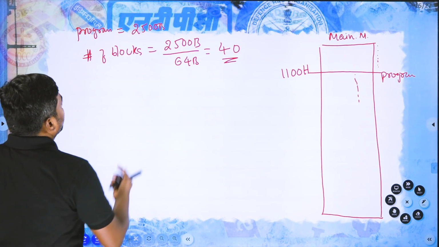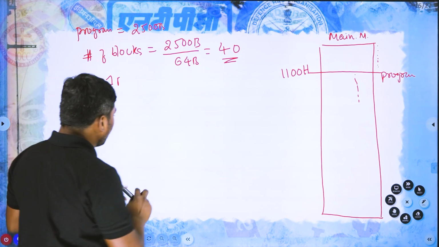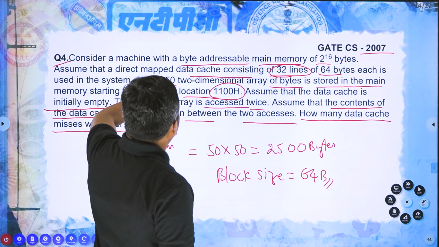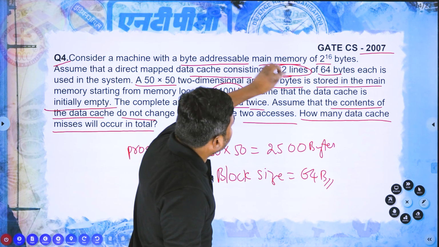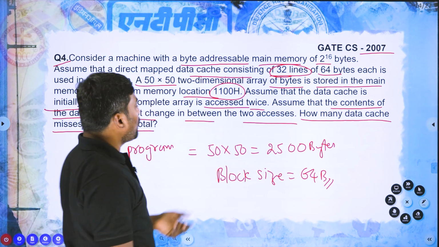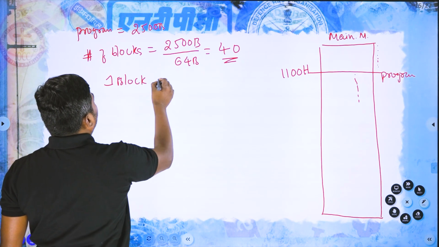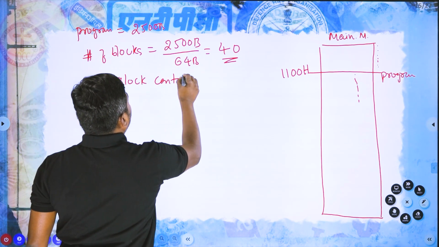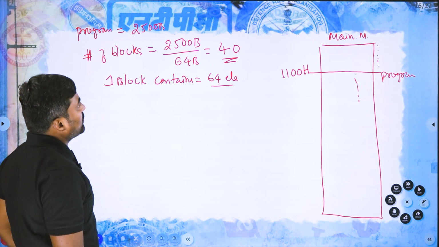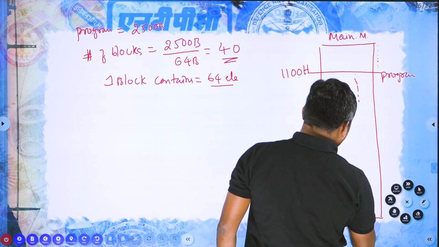Also we need to understand how many elements can be stored in one block. How can we get it? In the question, see, a 50 by 50 2-dimensional array of bytes, so one element size is a byte, and my block size is 64. That means 64 elements we can keep in one block. Please do understand this information. One block contains 64 elements. So then 40 blocks are required.